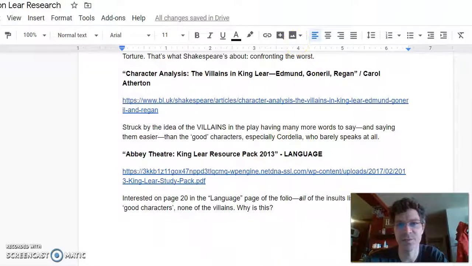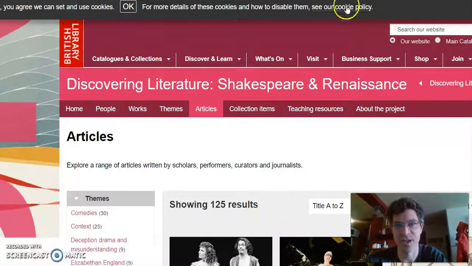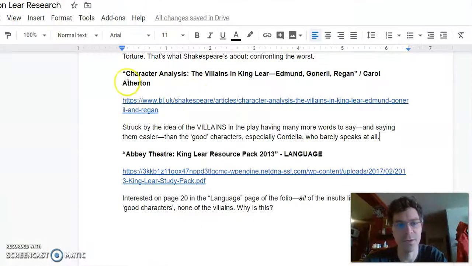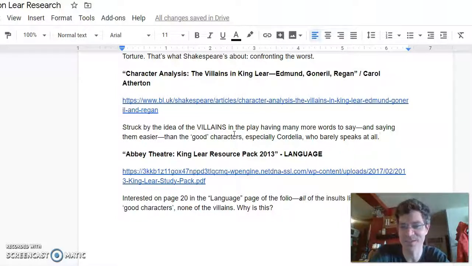The other one I did was from the British Library, a short article called Character Analysis: The Villains in King Lear, and it named these 3 villains. And the article said something really interesting: the villains in the play have much more to say than the good characters, and Cordelia is one of the best characters in the play. If you've read it, she barely speaks at all. Interesting, right? So that struck me. So I just wrote that sentence out.